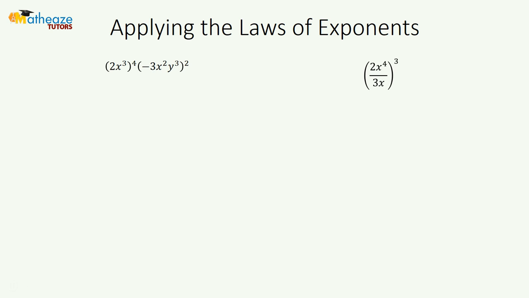Now let's take a look at this: 2x to the power of 3, all to the power of 4. Let's simplify that. That's going to be 2 to the power of 4 and then x cubed to the power of 4. Then minus 3x squared y to the power of 3, all squared. So that's going to give us negative 3 squared, x squared squared, y cubed squared. So 2 to the power of 4 is 16.